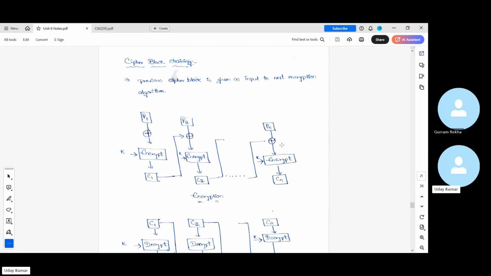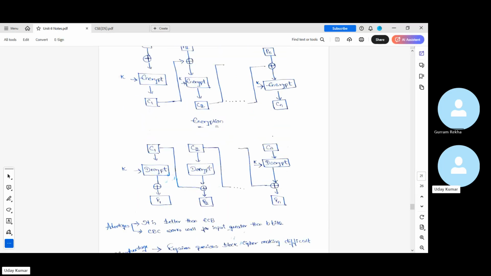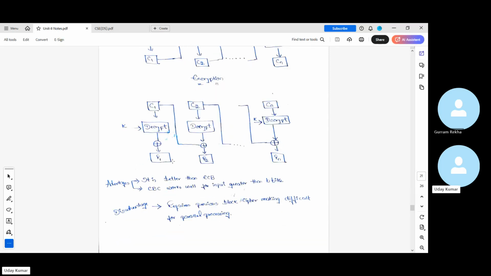Every round is connected. So P1, you do the XOR with the initialization input, then encrypt with the key, and you get the ciphertext. You can take some random text here, students. Then the input for the XOR is P2 and C1. Do the encryption, you'll get C2. Everything is connected here. Likewise, whatever operations you do, you do the same in reverse for the ciphertext, and you're going to get the plain text.